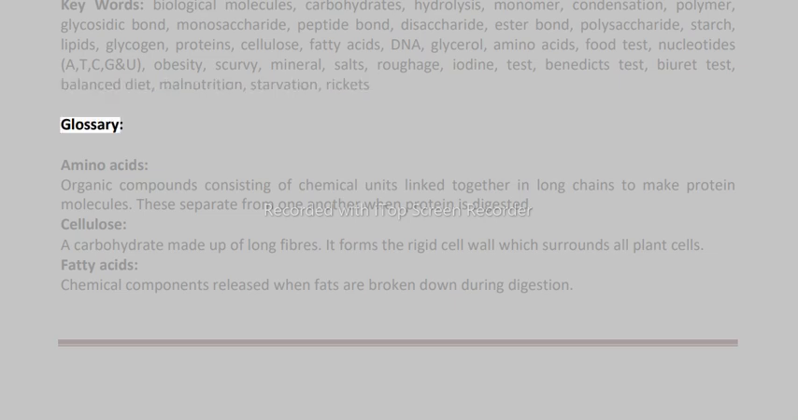Glossary. Amino acids: organic compounds consisting of chemical units linked together in long chains to make protein molecules. These separate from one another when protein is digested. Cellulose: a carbohydrate made up of long fibers. It forms the rigid cell wall which surrounds all plant cells. Fatty acids: chemical components released when fats are broken down during digestion.